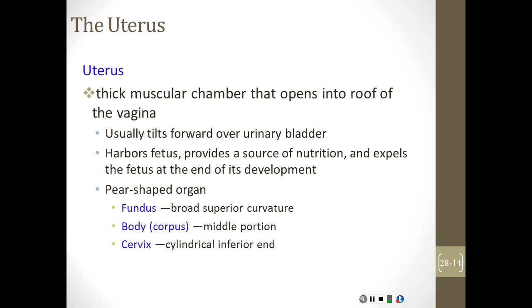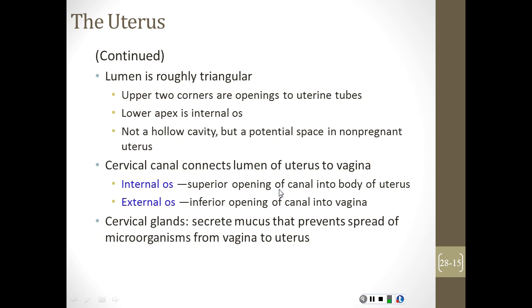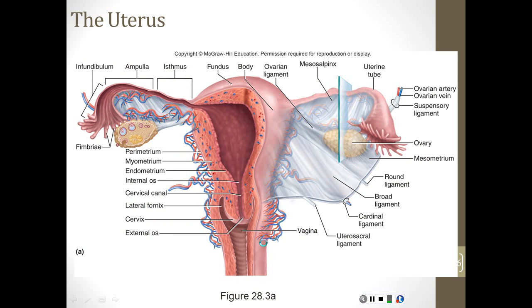Now the shape of it is somewhat pear-like and has a broad superior curvature called the fundus. It has a middle portion called the body or the corpus, and then it has the cervix, which is that cylinder inferior end. So I'm going to go to that area. Just follow along here in your notes, just to give you another visual of what we're talking about. This entire thing is your uterus.